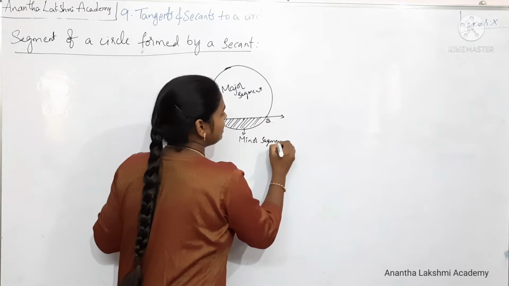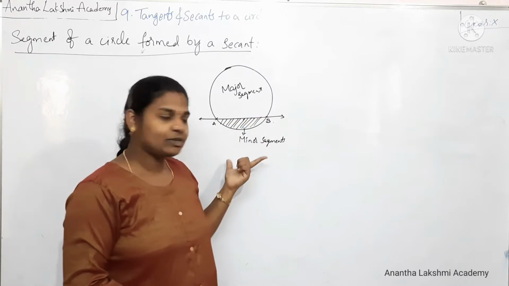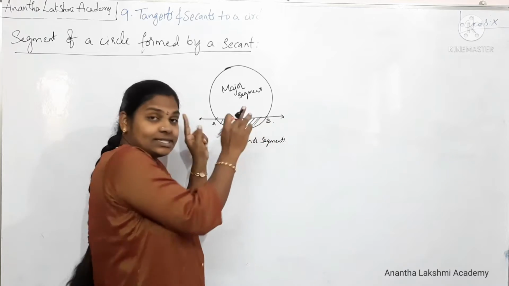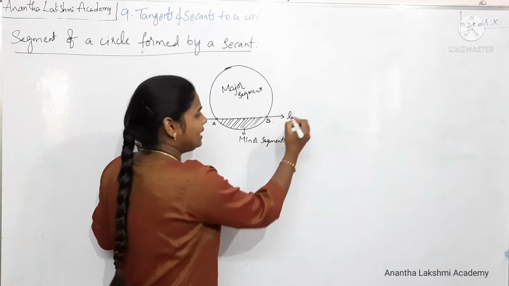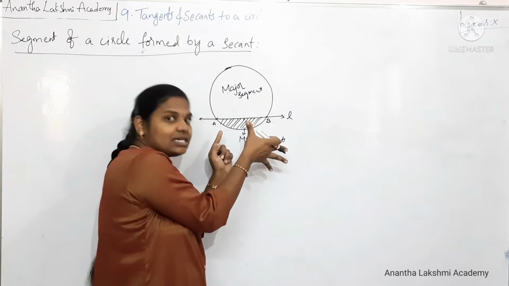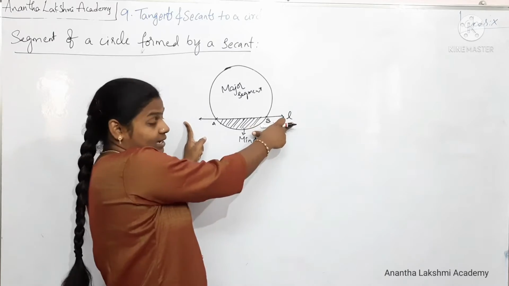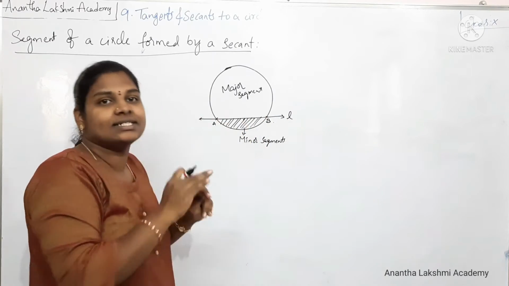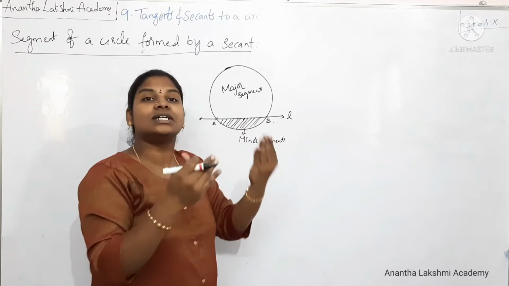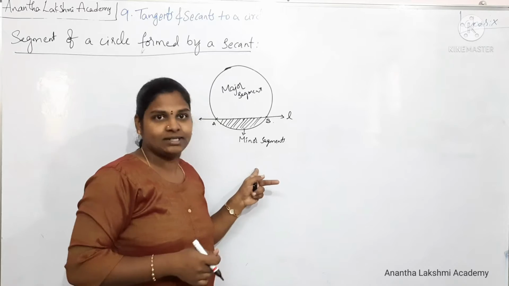So what are these segments? How are they formed? They are formed by the secant, which intersects the circle at two points. AB is a chord. This line L is a secant. AB is nothing but a line segment which touches the circle at two different points. That is a chord. But a line which intersects the circle at two different points is a secant. Now, the secant is dividing the circle into two segments. One is the major segment and the other is the minor segment.